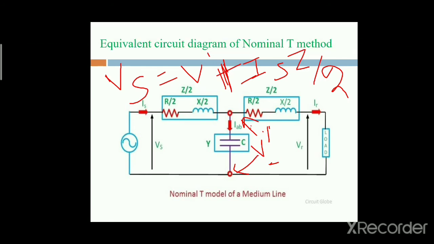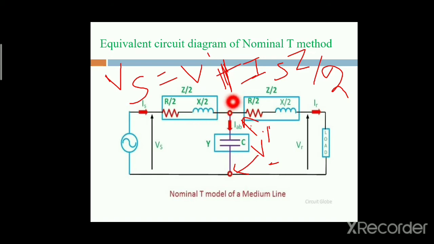Apply KVL in this circuit, then Vs is equal to V dash plus Is into Z by 2. Okay, this is the formula for sending end voltage, and the formula for V dash is VR plus IR into Z by 2. Next, apply KVL in this loop, then we obtain V dash is equal to VR plus IR into Z by 2.